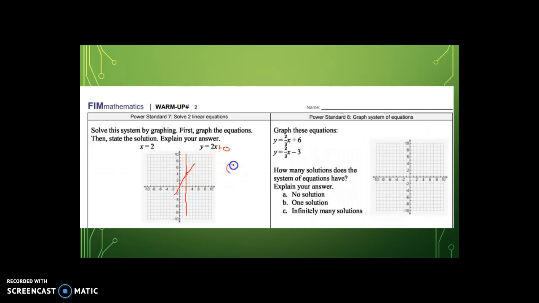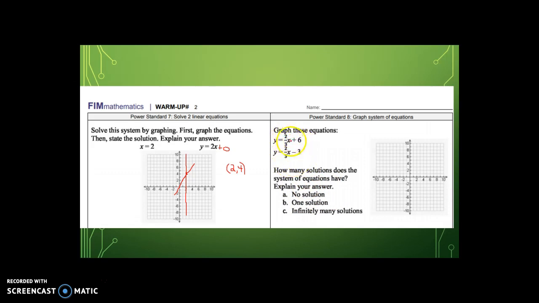Okay? And again, we had to do this graphically in this one. Some of you did it algebraically, which I was happy with, but they were looking for the graph. Okay? Now, let's see. Over here. So we're going to graph these and say how many solutions it has.